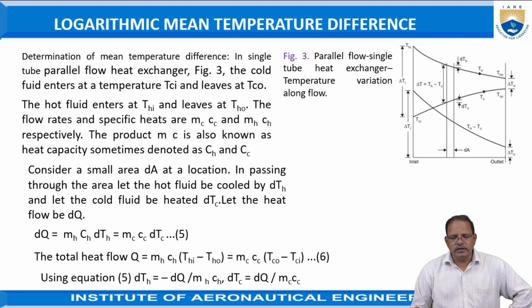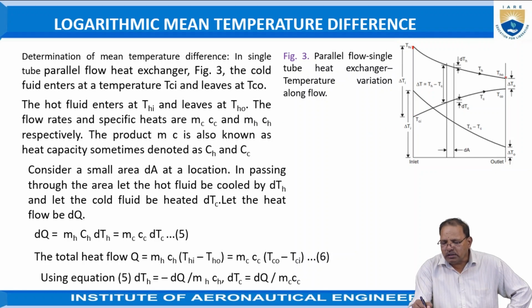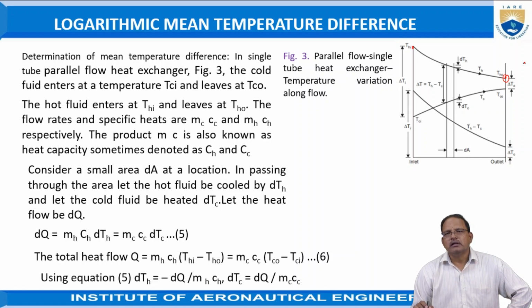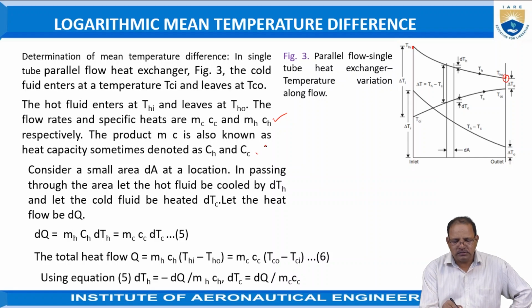In a single pass tube parallel flow heat exchanger, as shown in figure 3, the hot fluid enters at THI, the temperature of the hot fluid at the inlet, and leaves at THO. At the inlet it has a higher temperature, and as the fluid flows from left to right in this figure, the temperature of the hot fluid decreases along the length of the pipe, leaving at the outlet at THO. Similarly for the cold fluid, the flow rates and specific heats are mC, CC and mH, CH respectively. The product of m and Cp is also known as heat capacity rate, sometimes denoted by CH and CC.